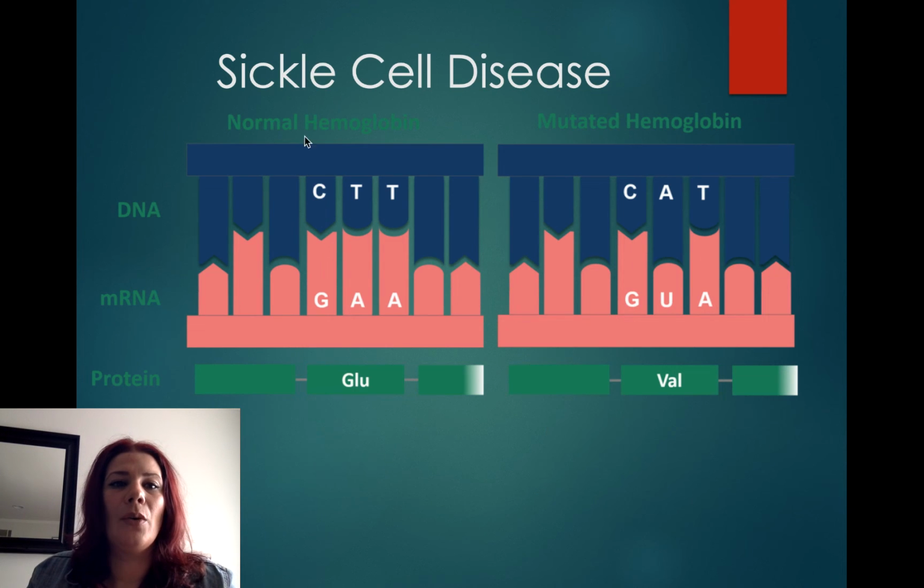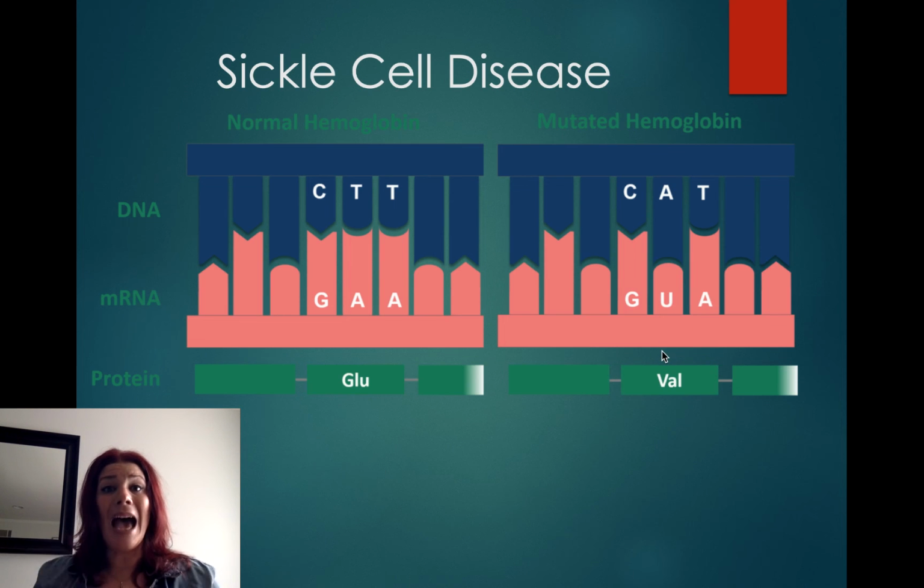So what happens? This is what we do want. We should have CTT, which would make GAA, which gets us this protein, which is glu. What happens in the case of sickle cell disease is instead of having that first T, we get an A, we get adenine. And so that produces a completely different protein. And that different protein is what causes those red blood cells not to be shaped properly, okay? And we'll talk about that later. I just wanted to give you that, it's just one thing that can have a huge outcome.